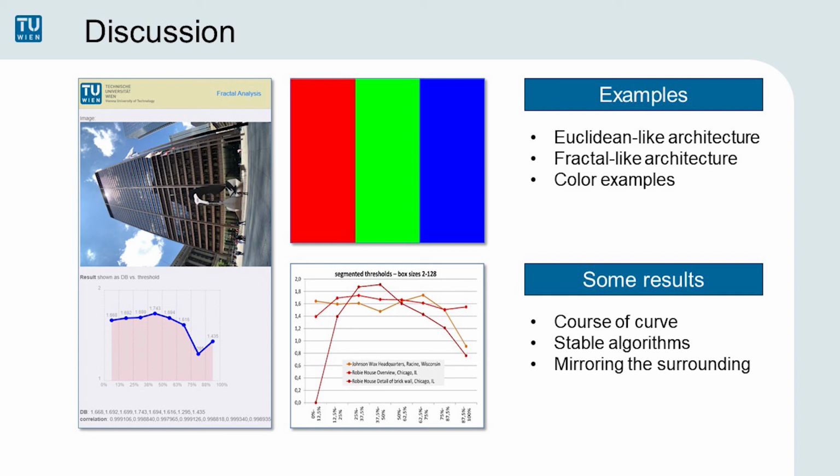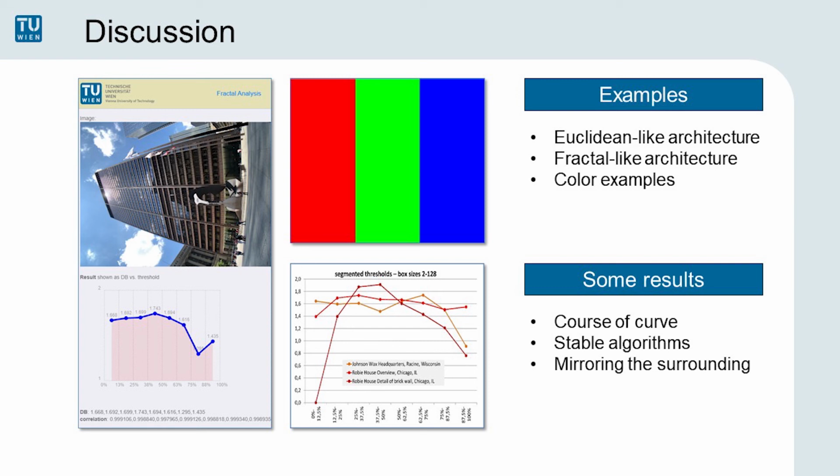Some of these buildings belong to more Euclidean-like architecture, while others offer more fractal-like features. We have also tested skyscrapers versus low-rise buildings and overviews versus details. So far, it can be said that the threshold segmentation leads to different curves, with a brick wall leading to the most curved result. On the other hand, all sub-methods of differential box counting and color box counting lead to similar results, which means that in both cases the basic algorithm is very stable.